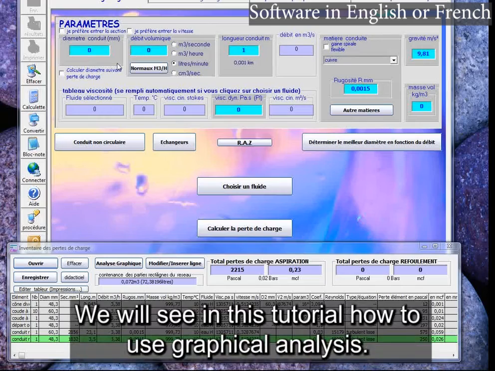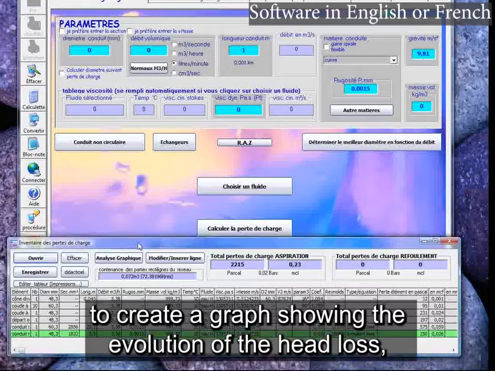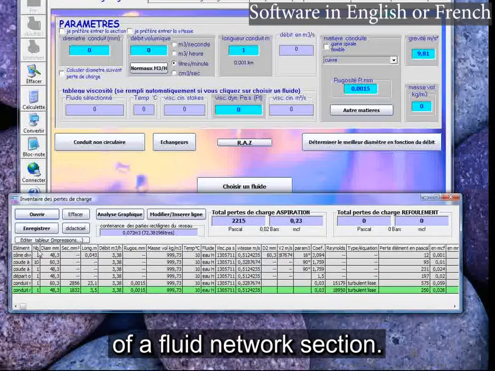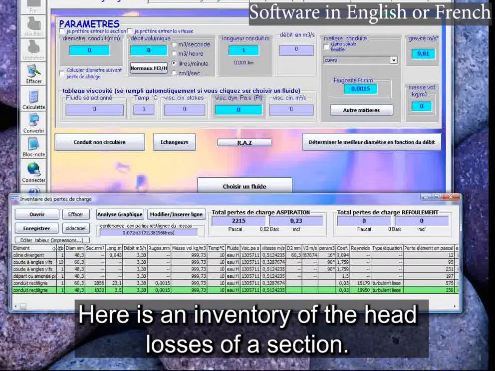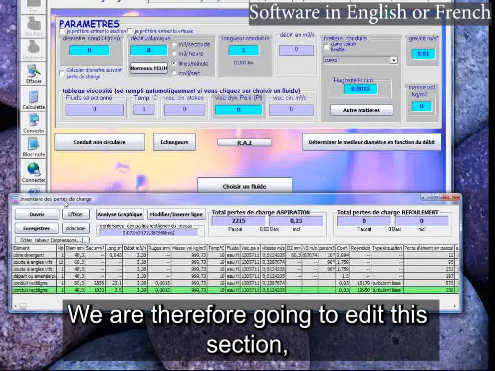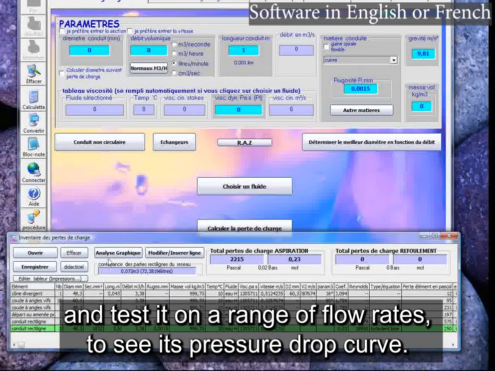We will see in this tutorial how to use graphical analysis to create a graph showing the evolution of the head loss of a fluid network section. Here is an inventory of the head losses of a section. We are therefore going to edit this section and test it on a range of flow rates to see its pressure drop curve.